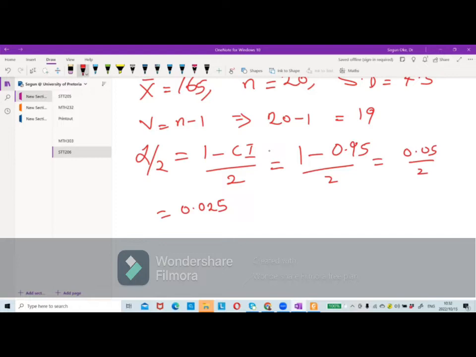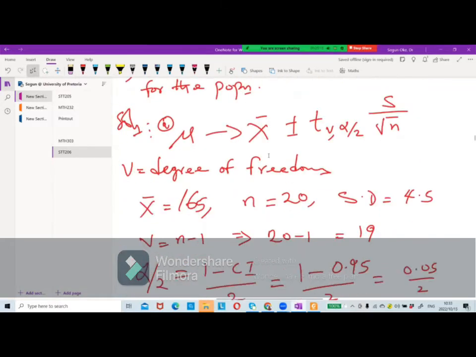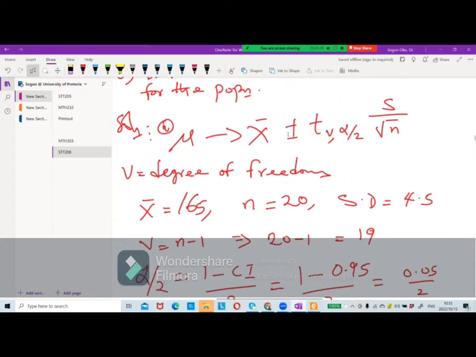Do you agree with me? Are we on the same page? All I did is take 1 minus this and then divide by 2. 1 minus 0.95, where 0.95 is what we are given, 95%. That's what they call the confidence interval. We are trying to construct the confidence interval now. Okay, let me ask this question. In your class, did you do something on confidence interval?